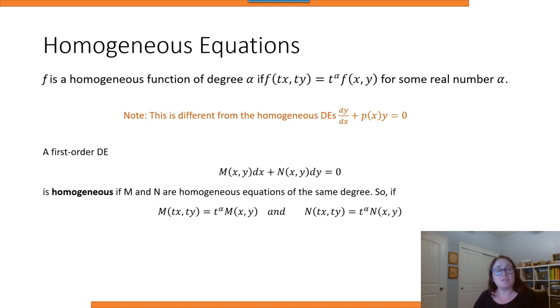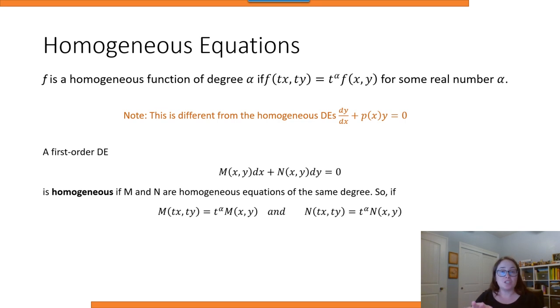Okay, so we have a new definition. We're using homogeneous a little differently here. I know it's terrible that we're using the same term for two different things, but this is different from the homogeneous that we've talked about before, where we have a differential equation such as dy/dx plus some function of x times y equals 0, with a 0 on the right side. So it's a different kind of homogeneous that we're looking at when we're talking about these kinds of substitutions.